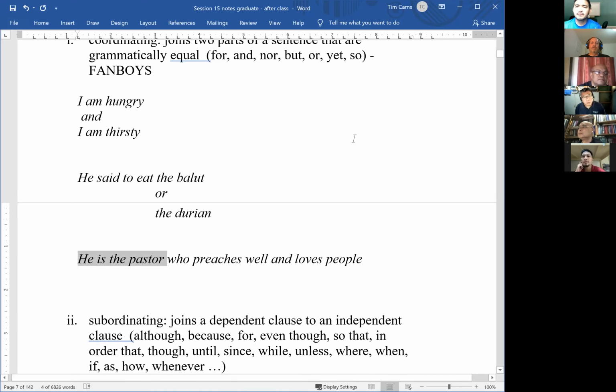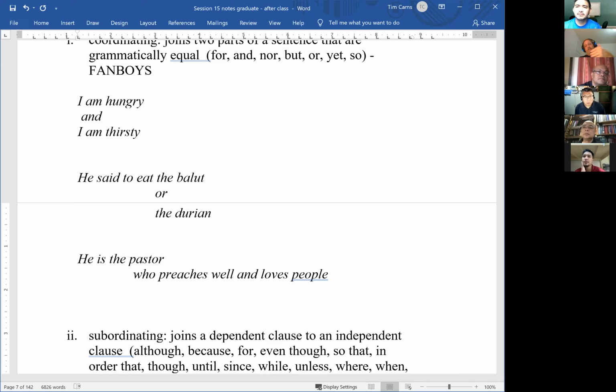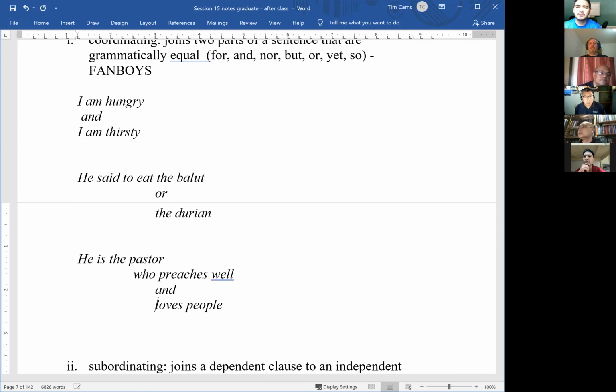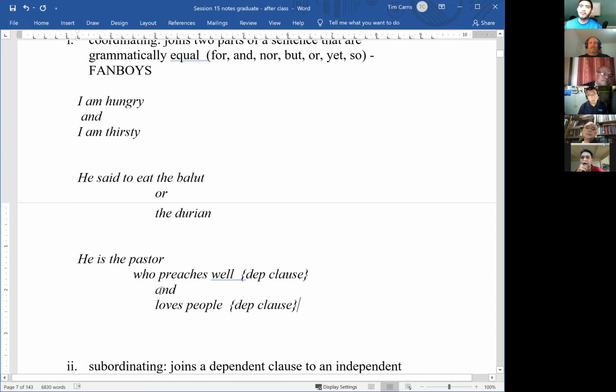That's the complete thought. And notice I have this who, which is modifying pastor. It's telling us something about the pastor who preaches well and loves people. So in this case, I've connected two dependent clauses. Okay, both of these have a subject and a verb. They are dependent clauses. And notice, again, both of them share the same subject, but they're not independent clauses, but they are grammatically equal. And again, connected by this conjunction and.